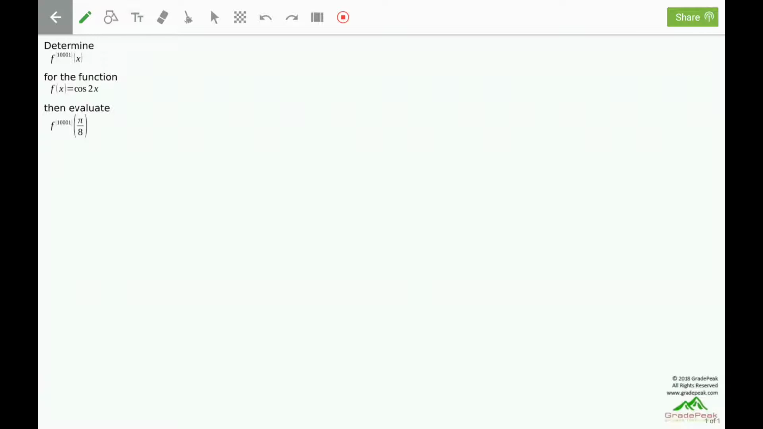Determine f^(10,001)(x) for the function f(x) = cosine 2x, then evaluate f^(10,001) at pi over 8. f(x) here is cosine of 2x. The derivative, f'(x), will therefore be negative sine, leave the inside alone, multiplied by the derivative of the inside to complete the chain rule. That 2 moves to the front with the negative, and we have negative 2 sine 2x.